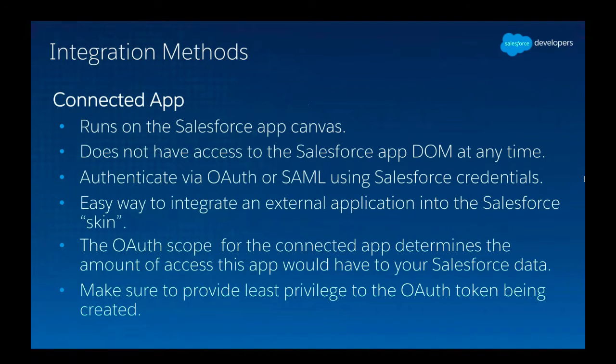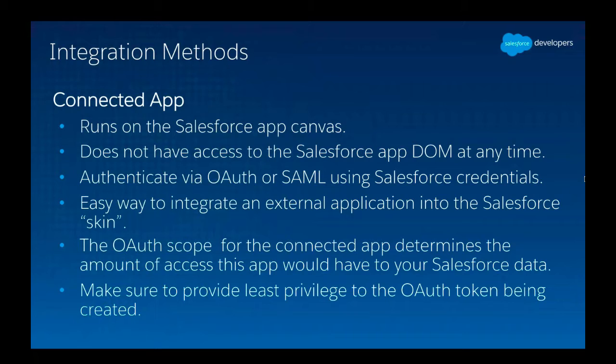So connected apps. Connected apps run on the Salesforce app canvas. That's one of the ways we integrate external applications within the Salesforce platform in a more secure way. From a security point of view, one advantage of using a connected application is that you do not grant access to the Salesforce DOM. What that means, to be more precise and clear, is if there's any vulnerability within your connected app, it runs in an iframe sandbox environment. So the whole Salesforce data or DOM is not exposed to any kind of security vulnerability.